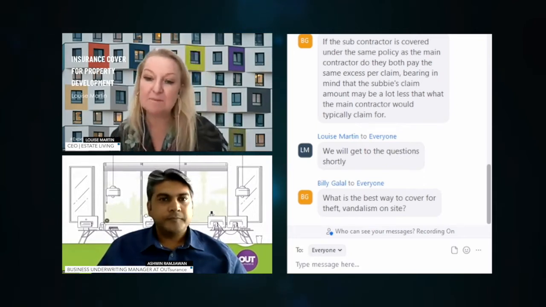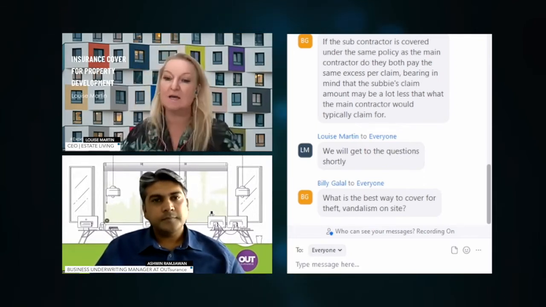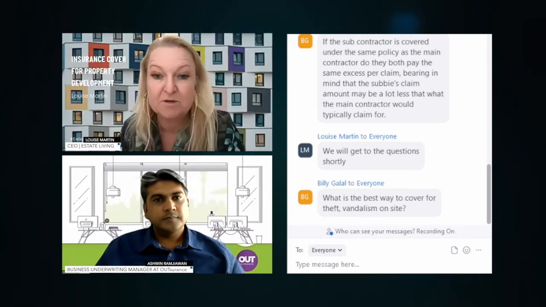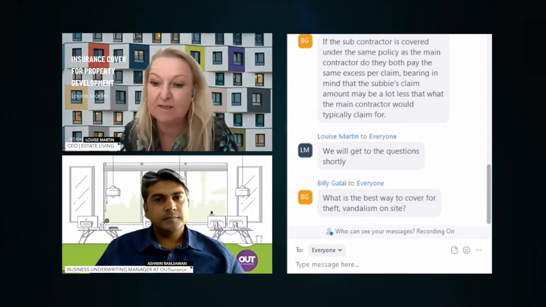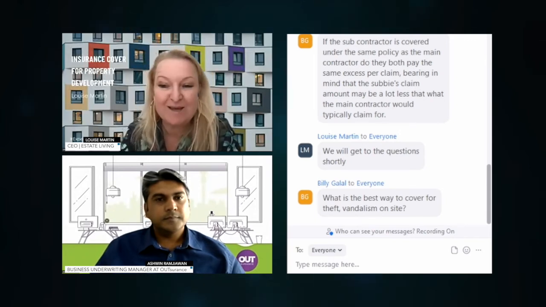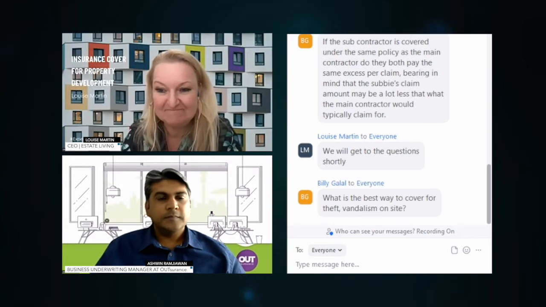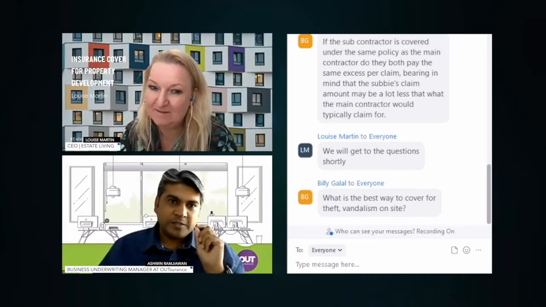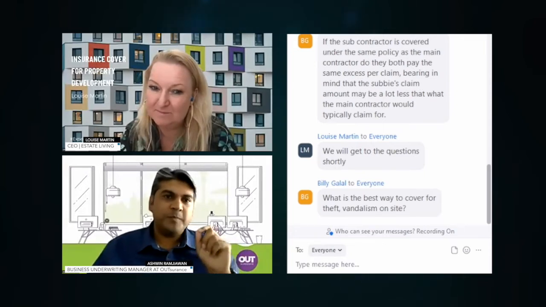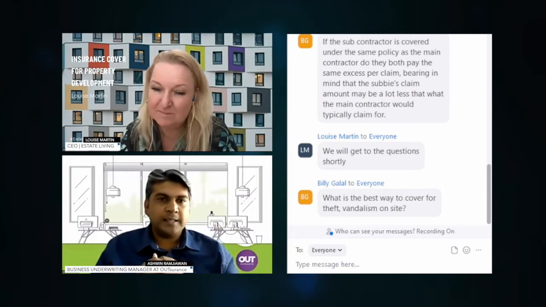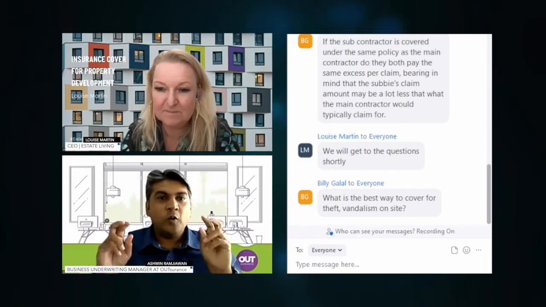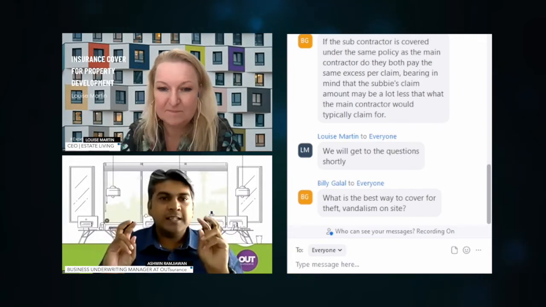I have a question coming in again from Billy. He's asking if the subcontractor is covered under the same policy as the main contractor, so under a contractor's policy, do they both pay the same excess per claim? So the excess will be applicable to the event. So it is one event, one excess applied. Typically that's how the market will cater for that claim. So it wouldn't be an excess per insured or the person that is now covered under the definition of insured.